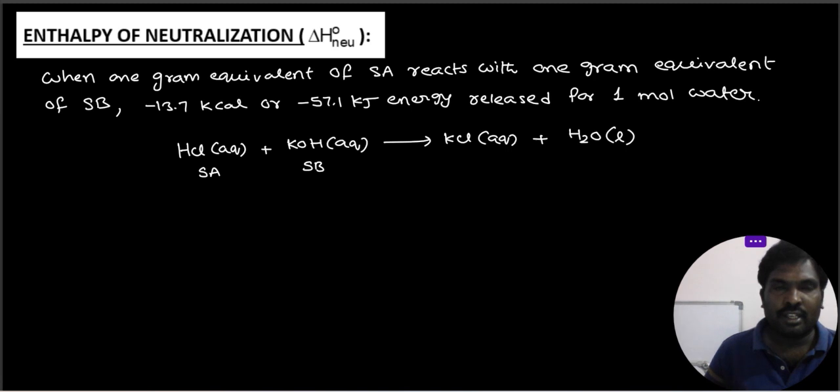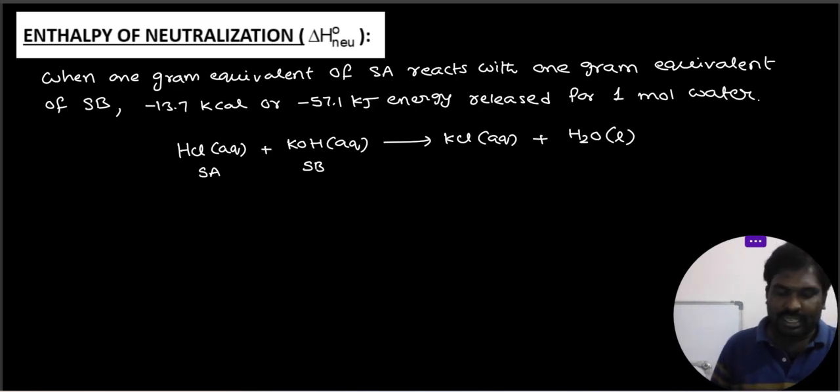What is the definition? When 1 gram equivalent strong acid reacts with 1 gram equivalent strong base, then how much amount of heat energy is released? Minus 13.7 kilocalorie or minus 57.1 kilojoule energy is released for 1 mole water. Clear? For 1 mole water, how much energy is released? Minus 13.7 kilocalorie or minus 57.1 kilojoule. Here the negative sign indicates an exothermic reaction.